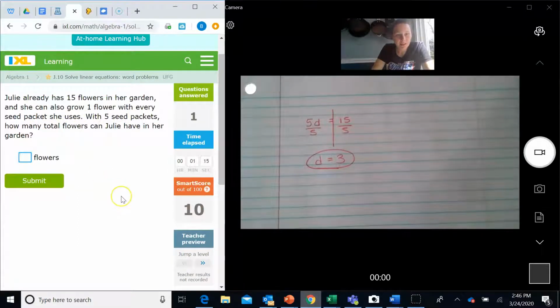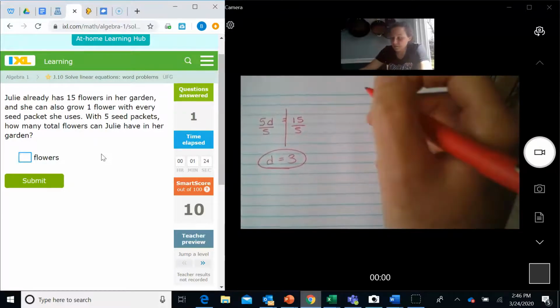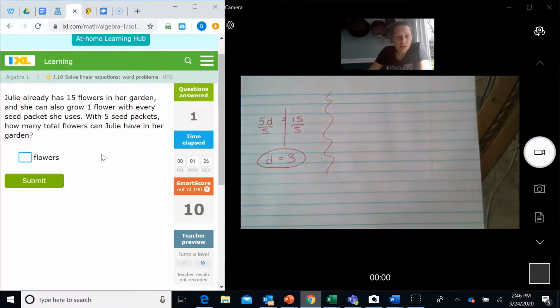Okay? Let's see what the next one says. Julie already has 15 flowers in her garden. And she can grow 1 flower with every seed she uses. With 5 seed packets, how many total flowers can Julie have in her garden?